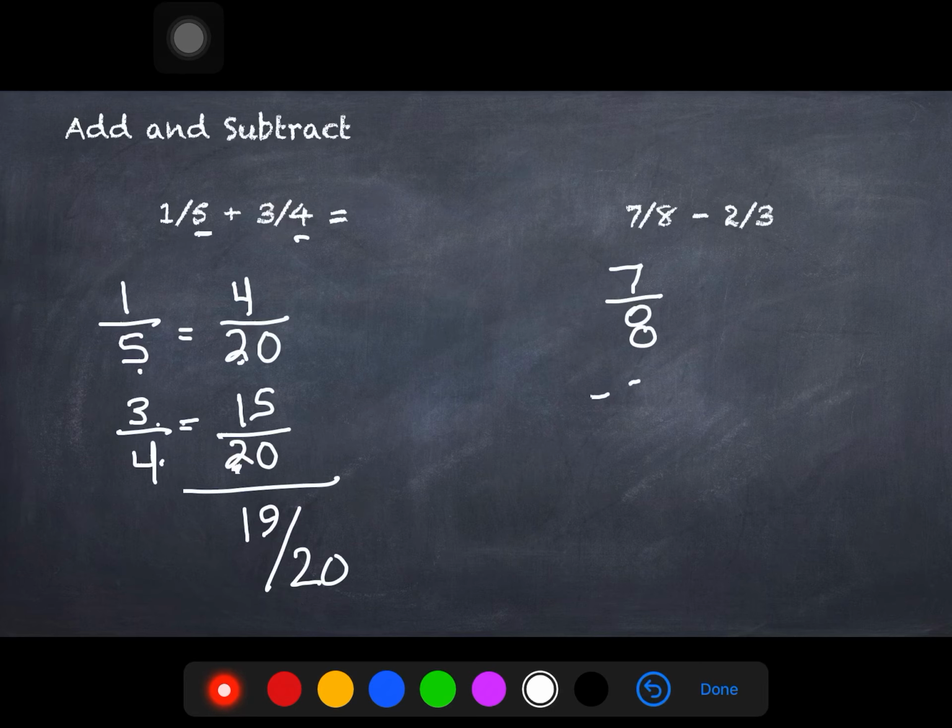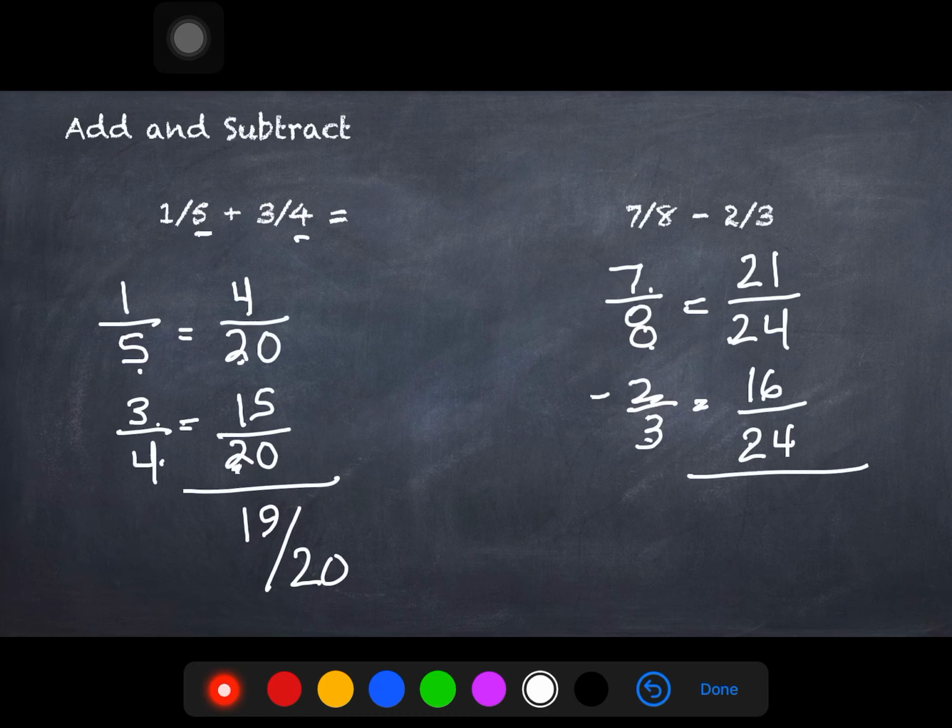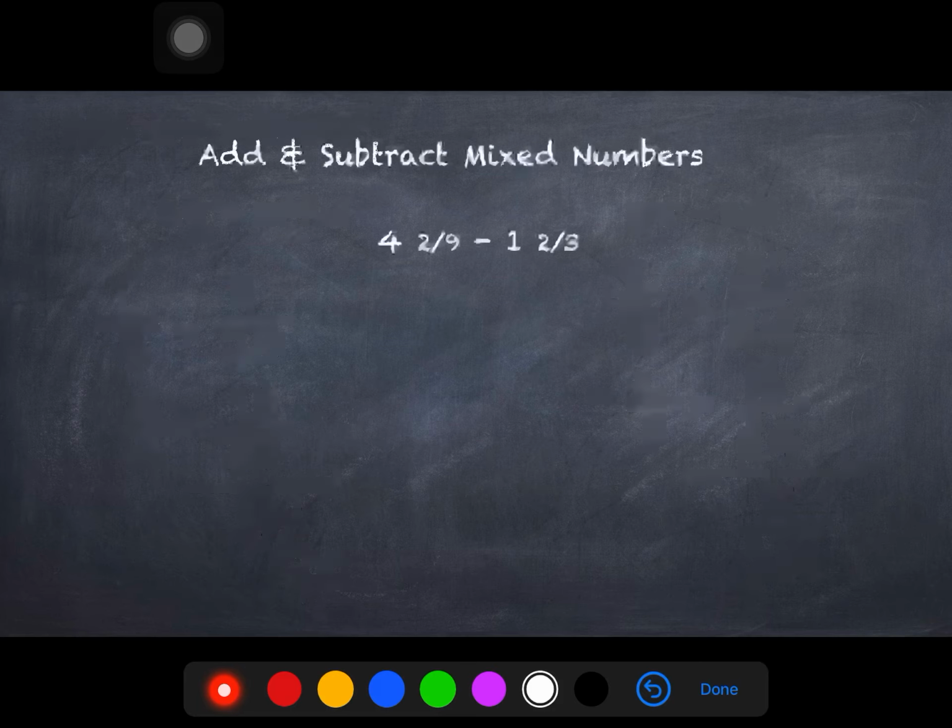Same thing with subtracting. 8ths and thirds. I need a common denominator. I'm going to use 24, because that's what 8 times 3 is. 8 times 3 is 24. 7 times 3 is 21. 3 times 8 is 24. 2 times 8 is 16. 21 minus 16 is 5, and my denominator stays the same.